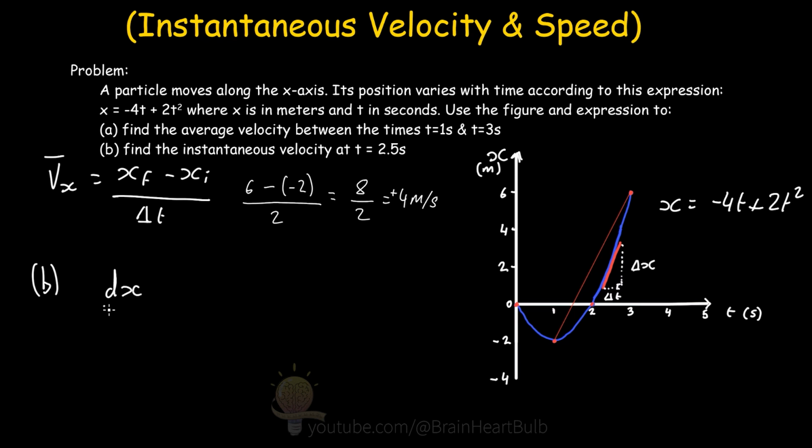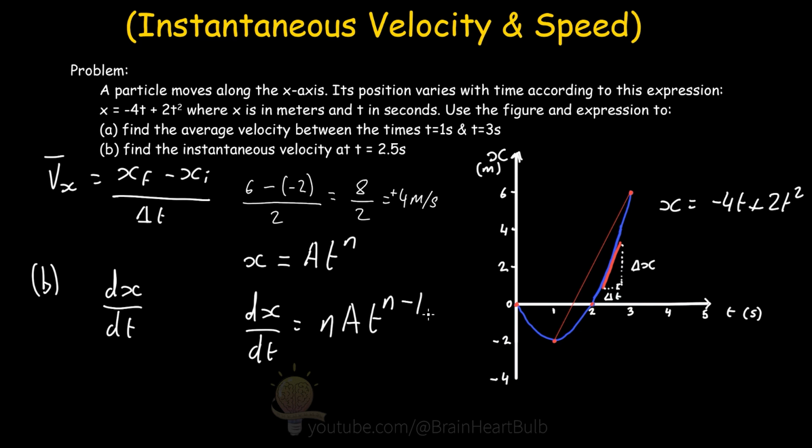So if I've got delta x over delta t, and just to recap for a second, to find the derivative of x with respect to t for an expression that looks like this, our derivative would look like this. Delta x over delta t is equal to n a t to the n minus 1. So we're going to have to do this with every single component in this expression here.